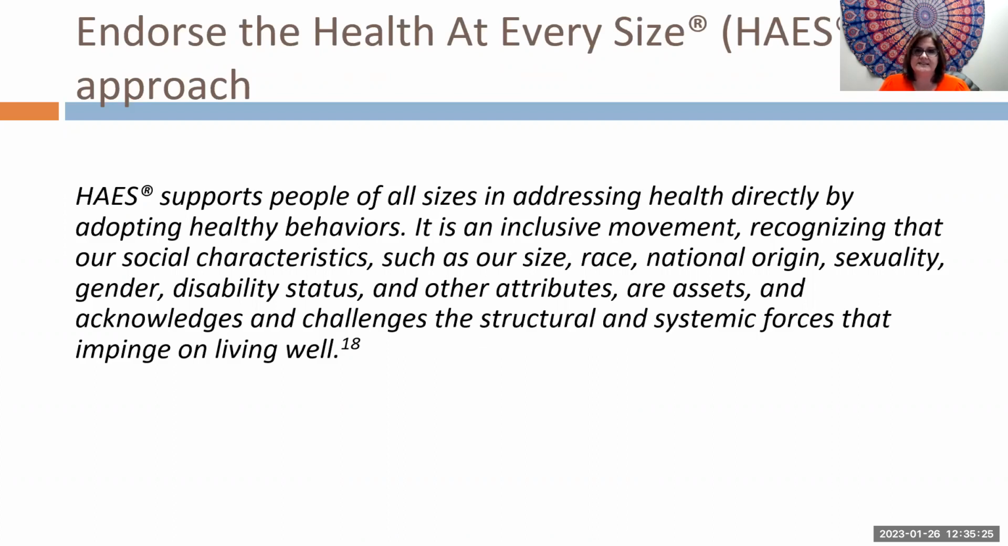Really what health at every size says is that we should value people and meet them where they're at, and encourage them in adopting healthy behaviors in an inclusive way. It's a social justice movement that recognizes that everyone has different social characteristics, and that everyone has a different body weight, shape, and size, and that all of the characteristics that make us who we are, race, national origin, sexuality, disability status, are attributes. So health at every size says, how can we look at assets, right, and work from our assets?